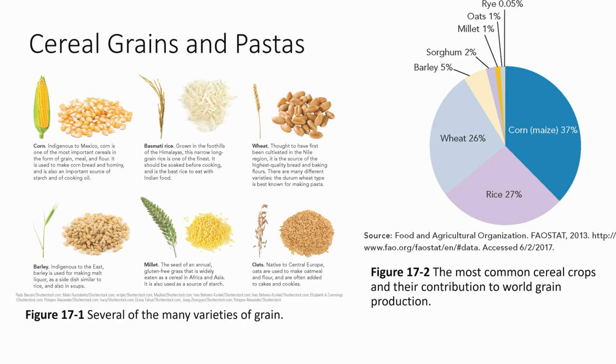Figure 17.1 shows several of the many varieties of grains. We see corn, basmati rice, wheat, barley, millet, and oats. Figure 17-2 shows the most common cereal crops and their contribution to world grain production. You'll notice that corn is the greatest category, 37%. Then rice and wheat are almost tied, and then the remaining barley, sorghum, millet, oats, and rye.